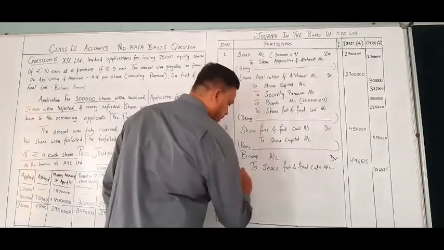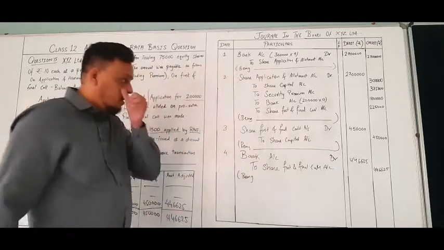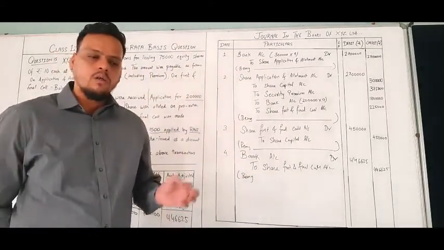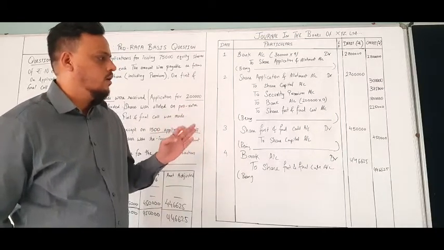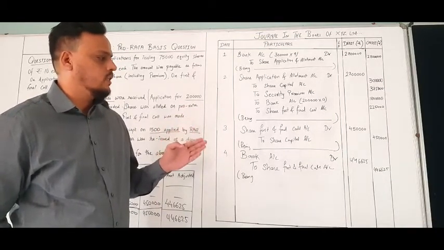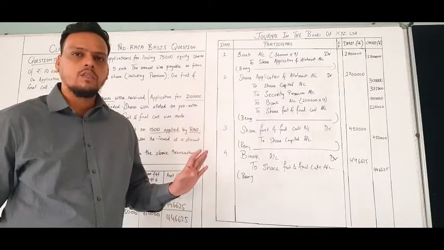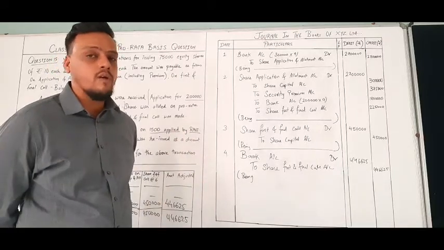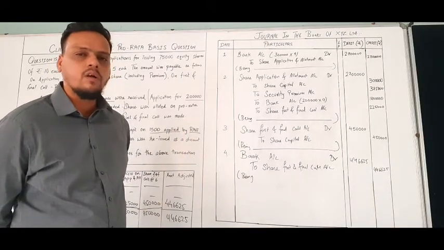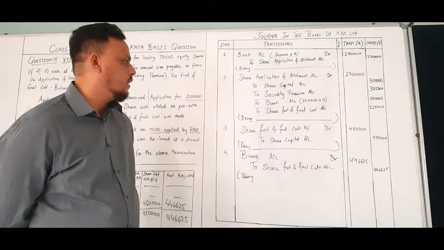Here you have to write being share first and final call account has received for 4,46,625 rupees except 1,500 shares where Ravi didn't pay the share first and final call amount. So this much can be entered accordingly.